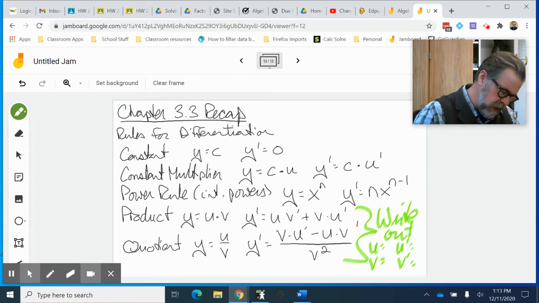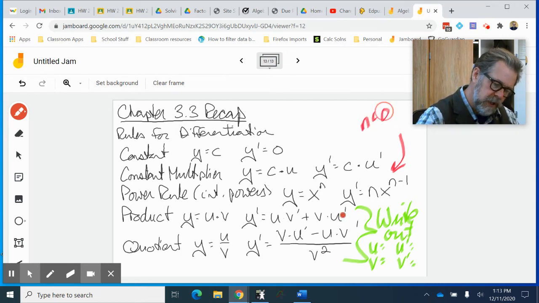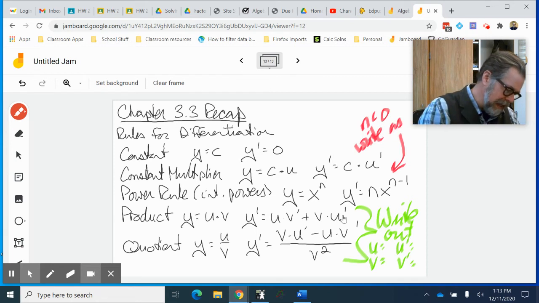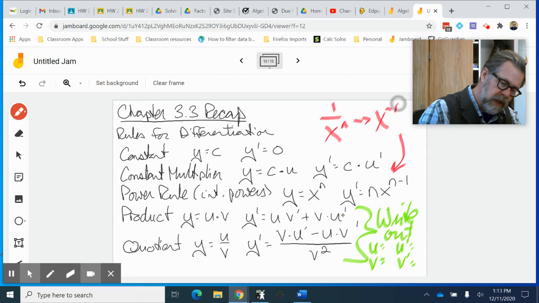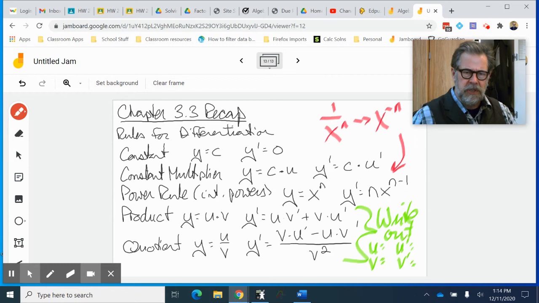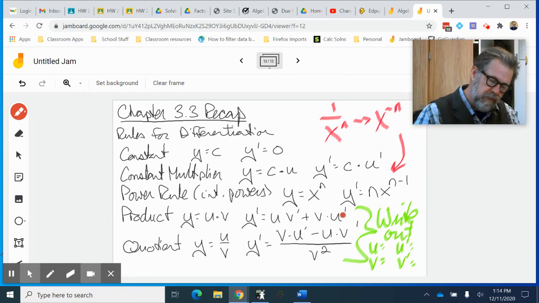There was another trick I was going to remind you of. For reciprocal powers, so for 1 over x to the n, write that as x to the negative n before you start taking the derivative. You'll just find it much easier to use the power rule than to use the quotient rule. You could do the exact same thing by using the quotient rule, but it doesn't make sense.